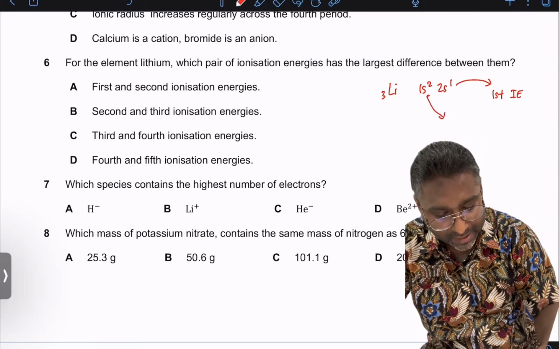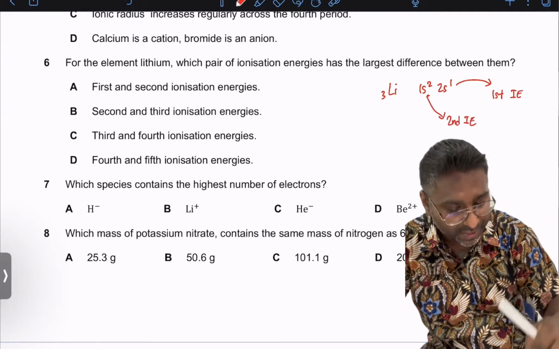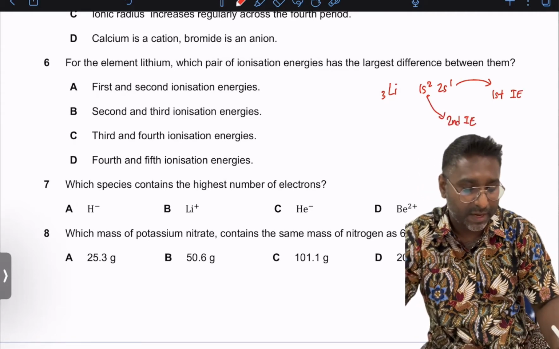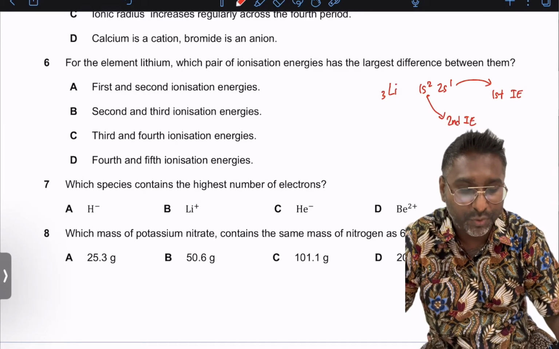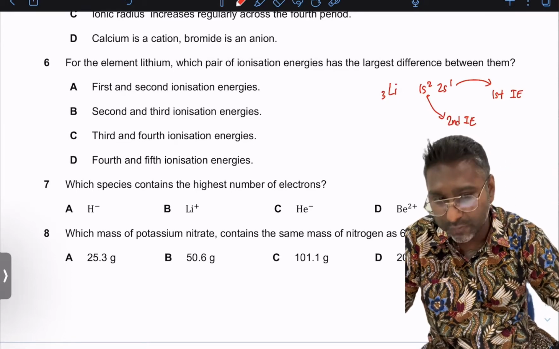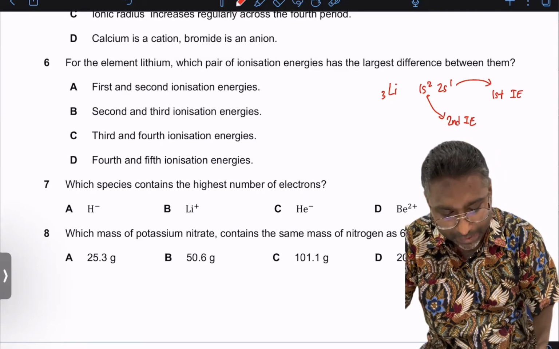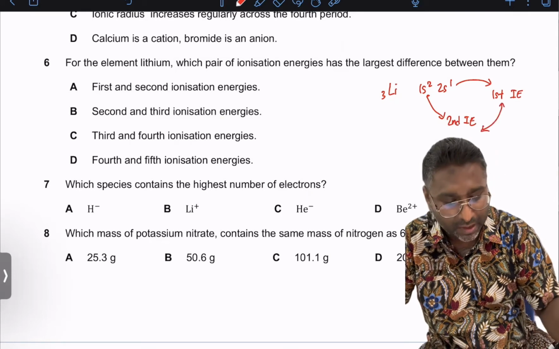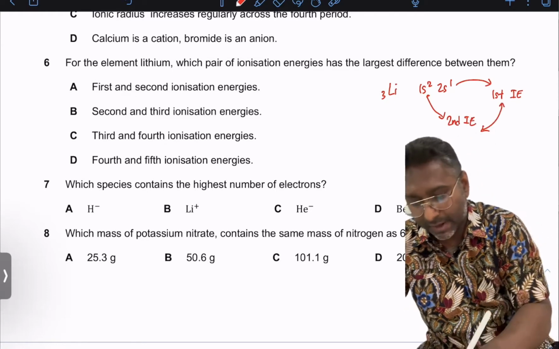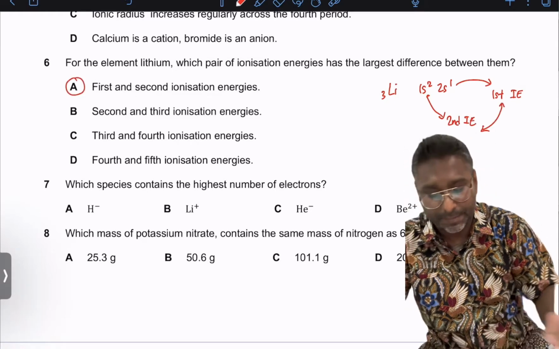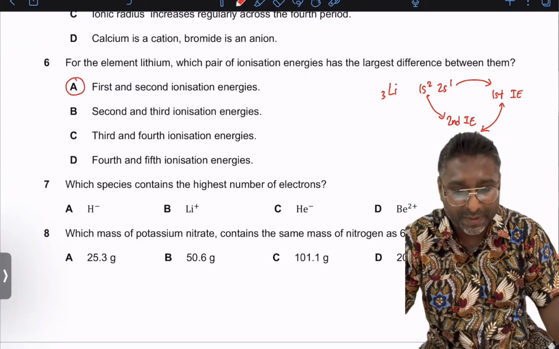So the second ionization energy is not going to be the same for all, but in this case, the second ionization energy is going to be greater because the electron is removed from the inner shell, closer to the nucleus. So the one that will give you the largest difference is between the first and second ionization energy for lithium. Please take note. Now, number 7.